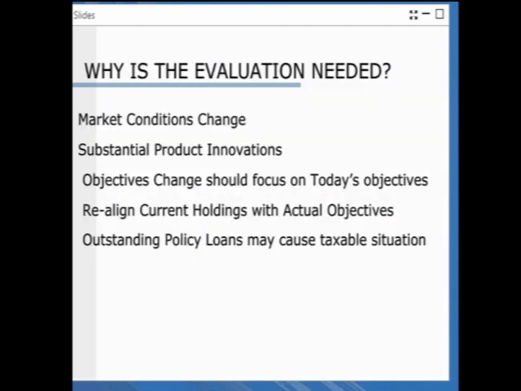So why is this evaluation needed, and why is it so important? Because things change. As we saw, market conditions change from high interest rates to low interest rates. There are substantial product innovations. Today, for instance, an individual can withdraw money to pay for long-term care on a tax-free basis directly from the death benefit. Individuals' objectives change. We need to realign our current holdings with our actual objectives today. So let's discuss some fixes and some preventative measures to be able to avoid future problems.